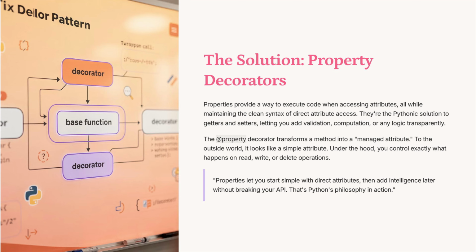Property decorators in Python allow you to execute code when accessing attributes, maintaining the simplicity of direct access. The property decorator turns a method into a managed attribute, enabling validation, computation, or logic without altering the API. This approach embodies Python's philosophy of starting simple and adding complexity seamlessly.